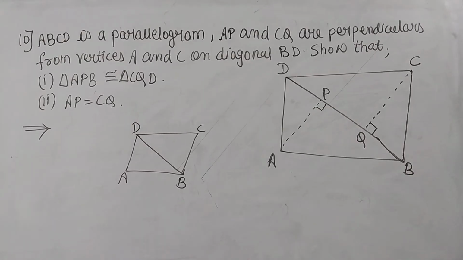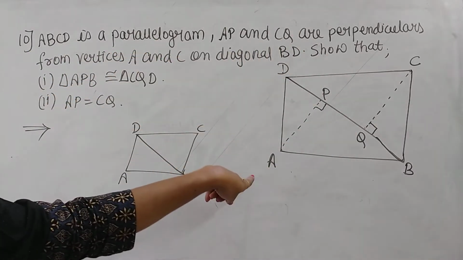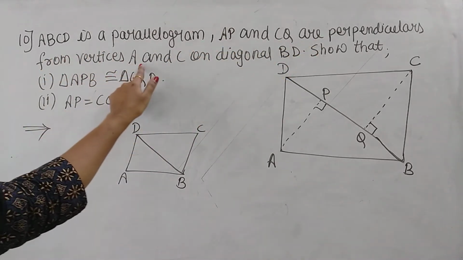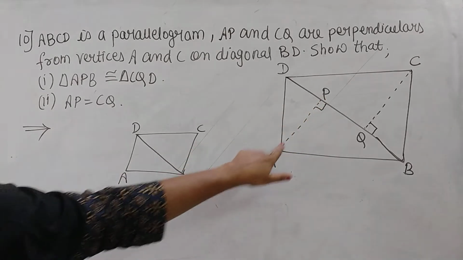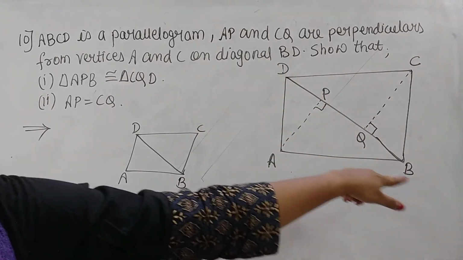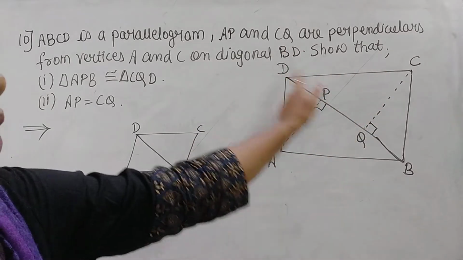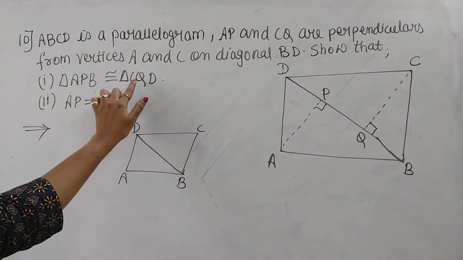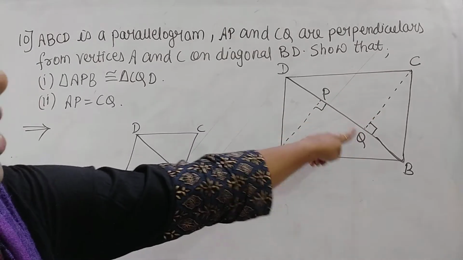Now let's talk about question number 10 of the exercise 8.1. ABCD is a parallelogram. So here also the name of the figure is that ABCD is a parallelogram. AP and CQ are perpendicular from vertices A and C. So we have drawn from the vertex A the perpendicular, that is here you can see AP is perpendicular to DB, and also it is said that CQ is also perpendicular to DB. Then show that triangle APB is congruent to triangle CQD. APB is congruent to CQD.